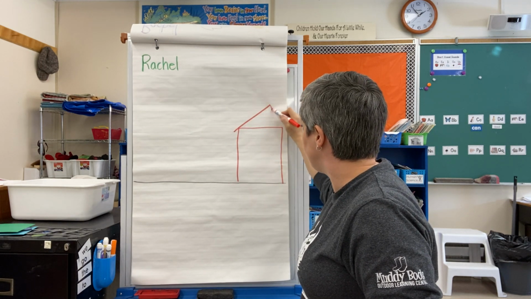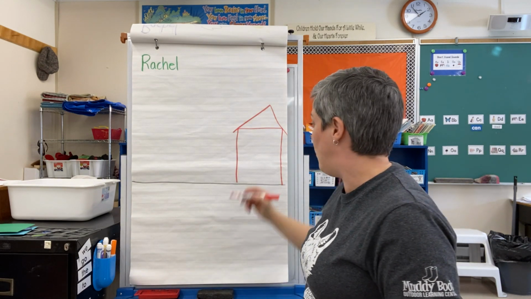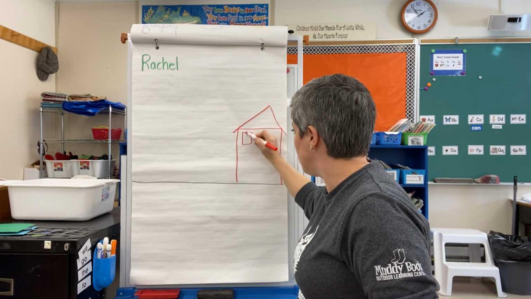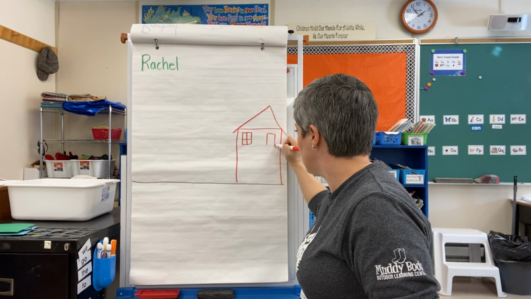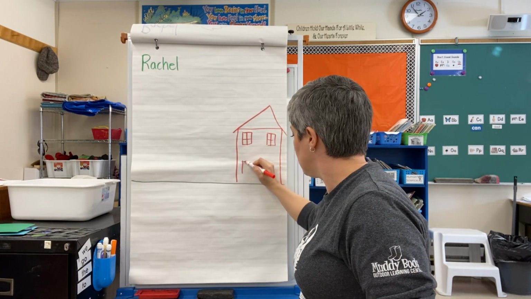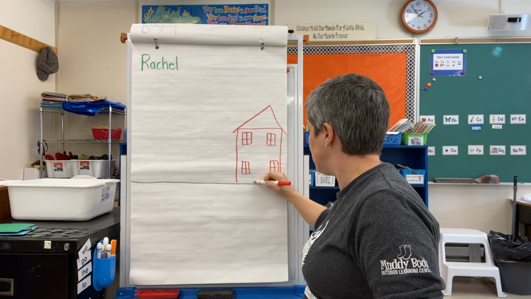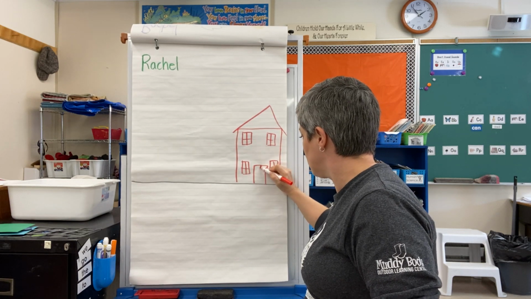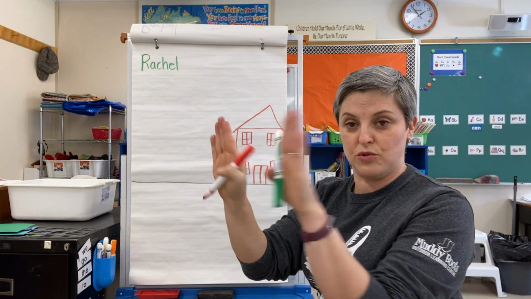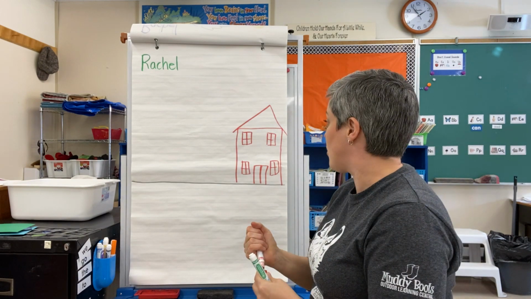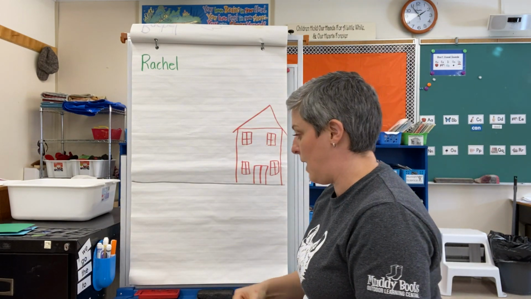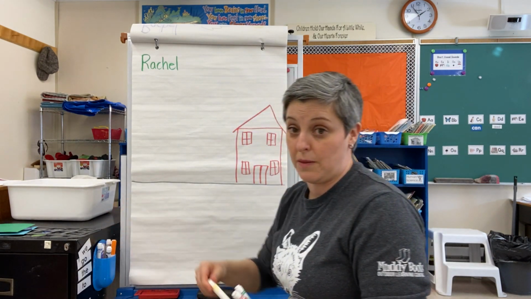I'm going to put a roof on it. This is my school. It's going to have some windows, and it's going to have big double doors. Double doors means two doors that open, like we have at school. So there we go. And then I would come on the bus.